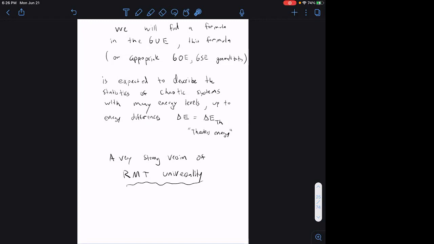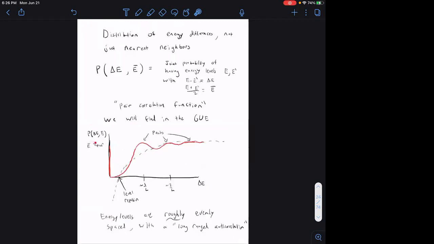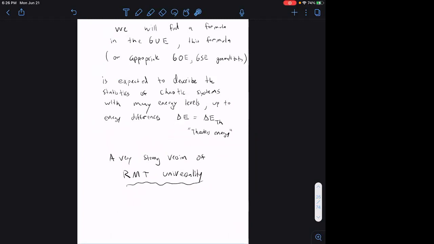And we think that it should hold in a chaotic system up to some large energy spacing delta E, which is called the Thouless energy. So the Thouless energy depends on the precise system, but for any chaotic system, for sufficiently small delta E, we expect this behavior for the statistics of its energy spacings. So this is the stronger version of random matrix universality, and this statement is not going to depend much on this choice of distribution for the matrices. So it's very universal in that sense.